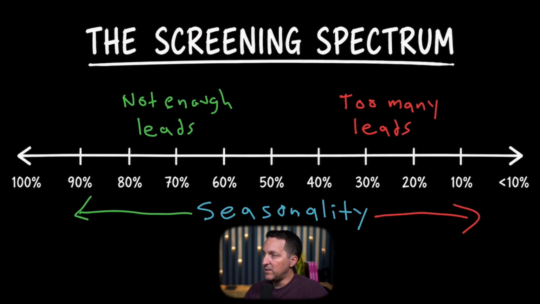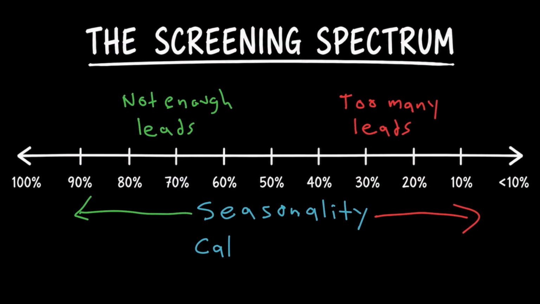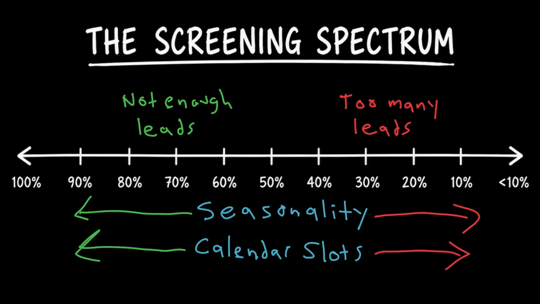Another reason would be closer availability. If your calendars are completely packed and maybe you're underhired or you don't have enough closers, you want to be a little more picky with who you're letting through. On the flip side, if you have more availability, maybe if you're having multiple closers just start, you can let more calls through to fill your new closers' calendars to get them more reps.